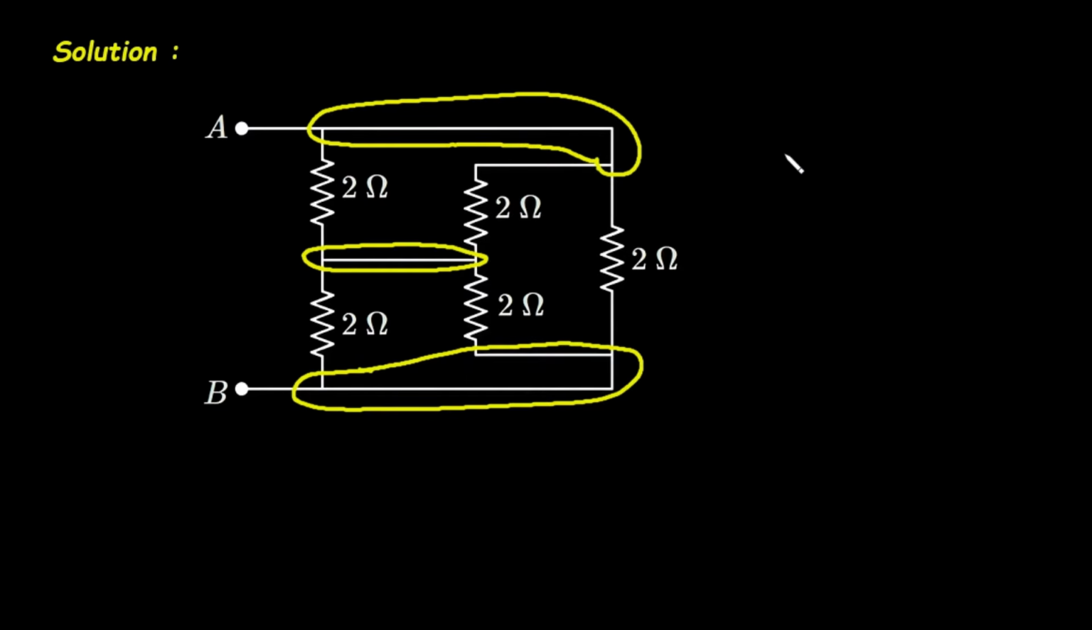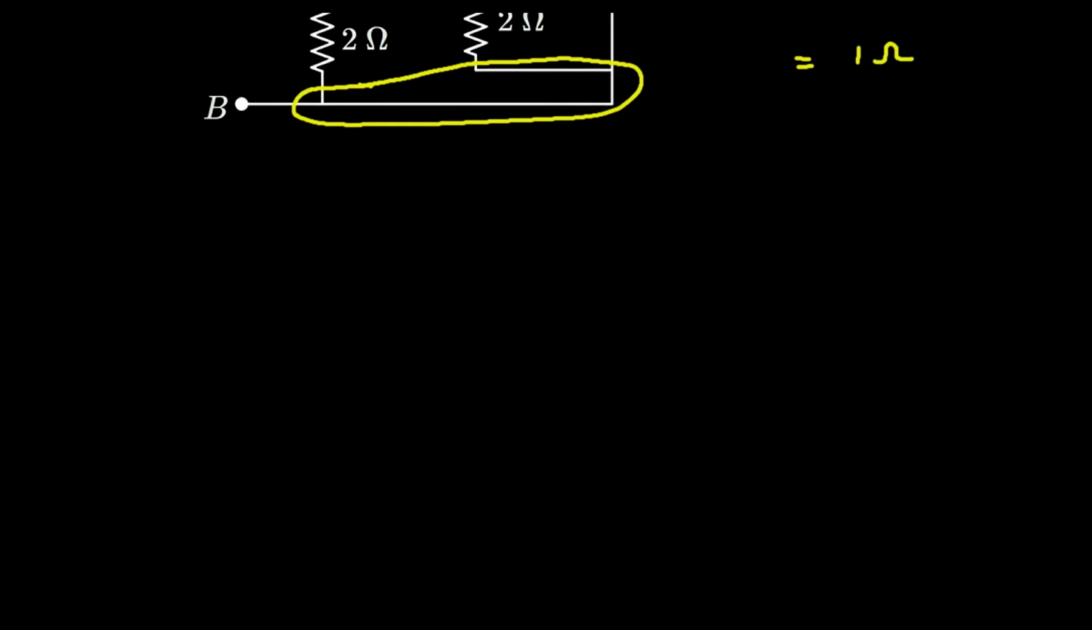So what we can do? First 2 ohm parallel with 2 ohm. So it will be simply 2 into 2 divided by 2 plus 2. So it will be simply 1 ohm. Now this will be 1 ohm and also this will be 1 ohm. Now again let's redraw the circuit.